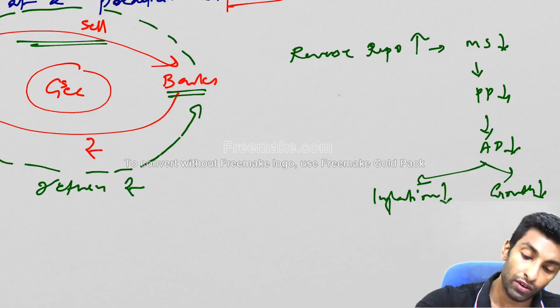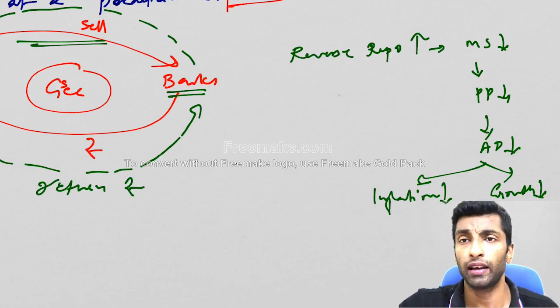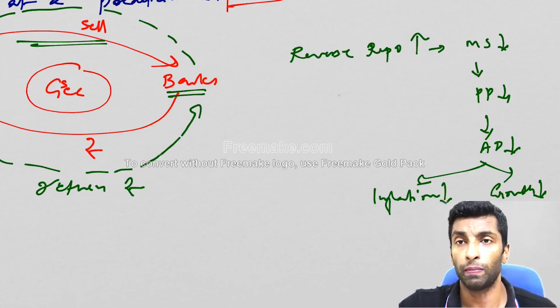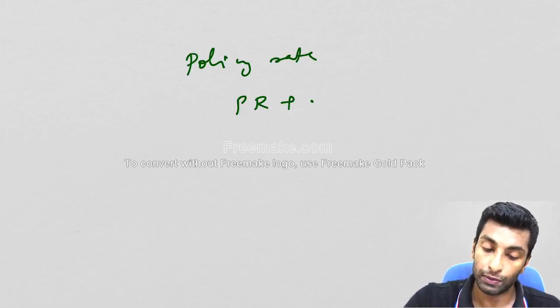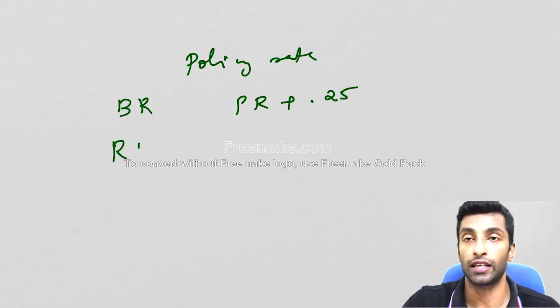So simple. Now, will reverse repo be less or more than the repo? Reverse repo will always be less, and it is 0.25 percentage point less. So RBI now fixes only the policy rate. Policy rate, let's say PR, plus 0.25 percentage point is your bank rate. So what about the reverse repo rate? It is policy rate minus 0.25 percentage point.